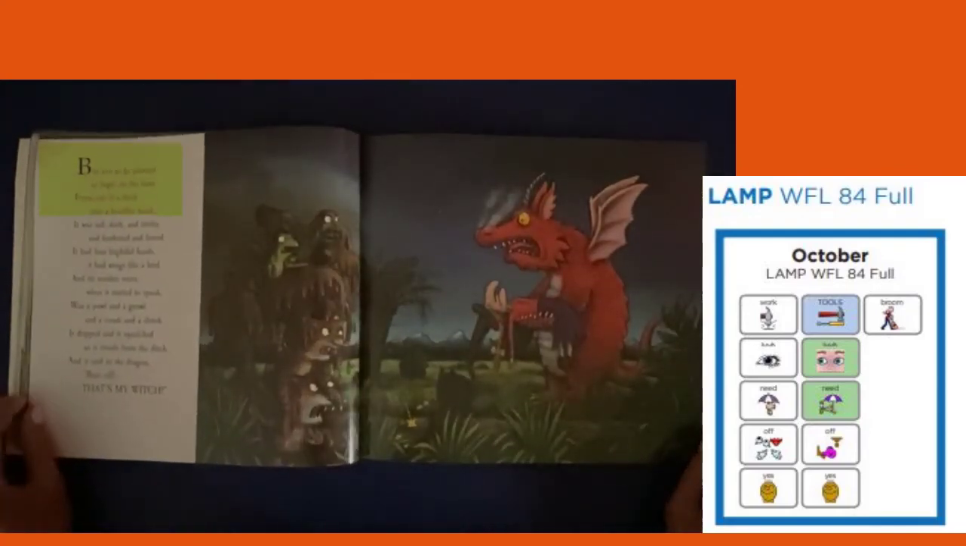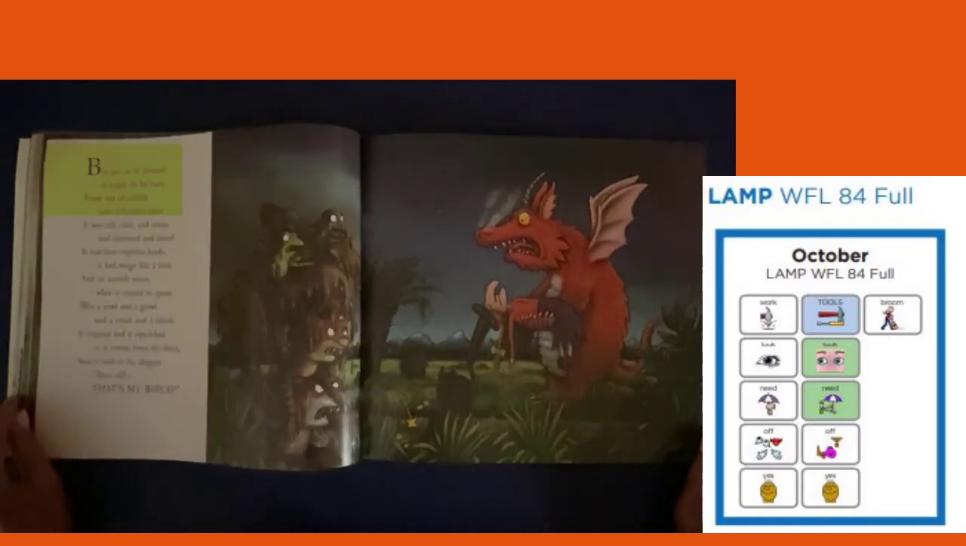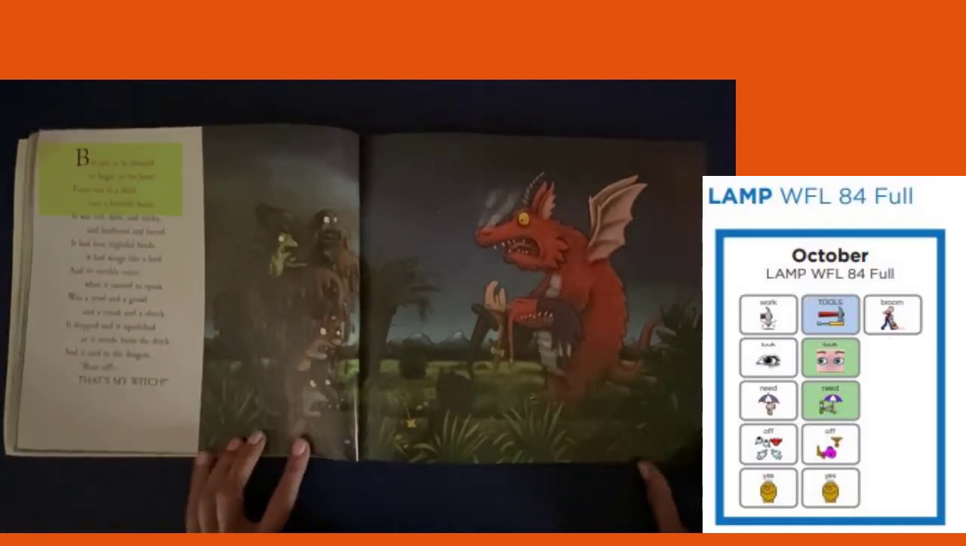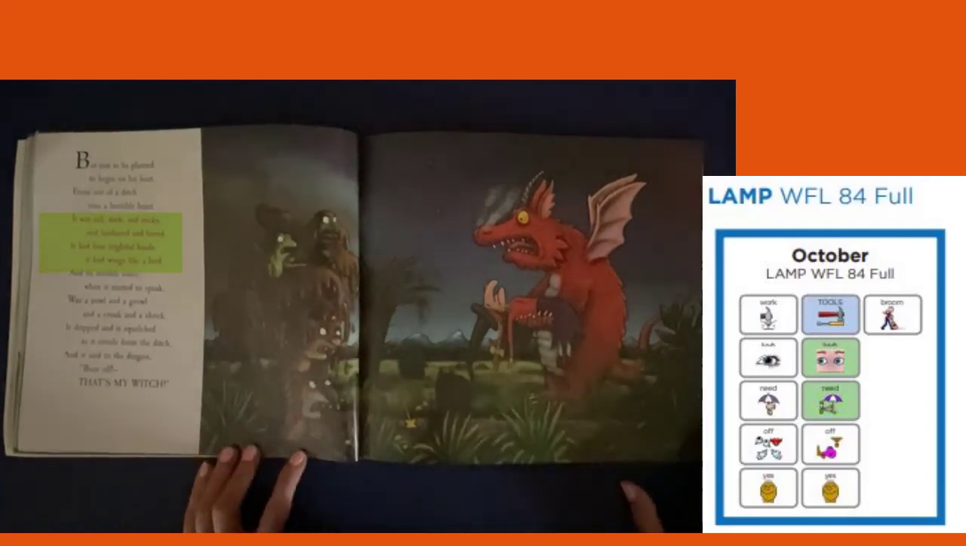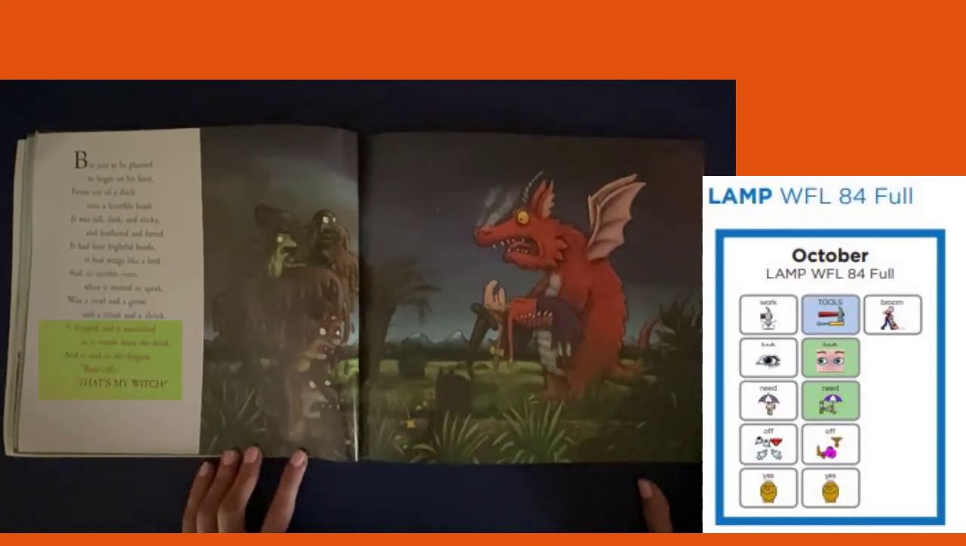But just as he planned to begin on his feast, from out of a ditch rose a horrible beast. It was tall, dark, and sticky, and feathered and furred. It had four frightful heads. It had wings like a bird. And its terrible voice, when it started to speak, was a yowl and a growl and a croak and a shriek. It dripped and it squelched as it strode from the ditch, and it said to the dragon, "Buzz off! That's my witch."